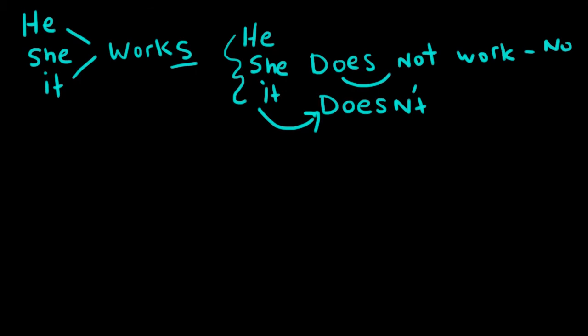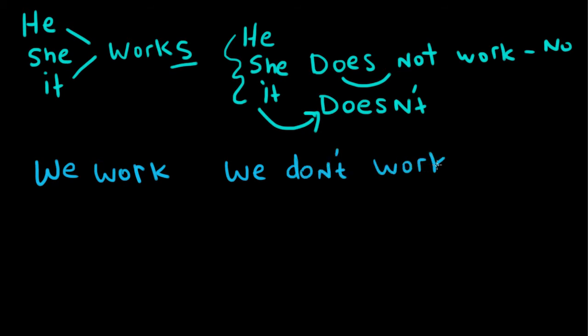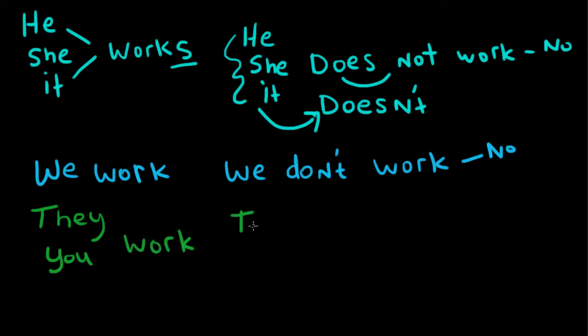I, you, he, she, it. What about we? We work, or we do not or don't work. Here in this sentence, we say, no, we don't work. Now, let's look at an example for they and you plural. So, they and you plural work. And if we want to say it in the negative, it's they and you plural don't work.